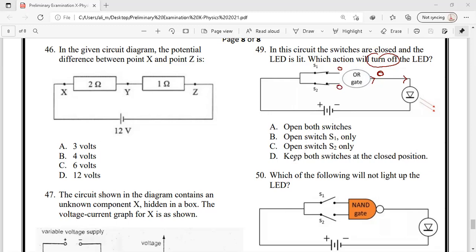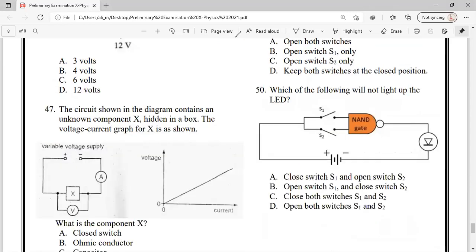So the options are: open both switches, open switch 1 only, open switch 2 only, or keep both switches in the closed position. This is the closed position, so we have to open the switches so that they give zero input. So option A is the correct answer, that both switches should be opened.